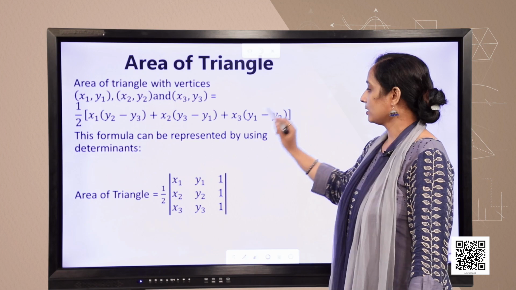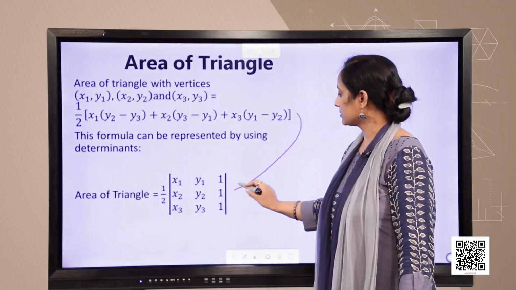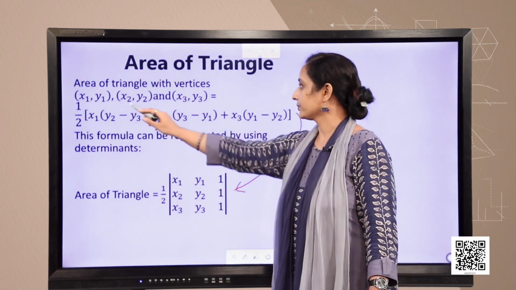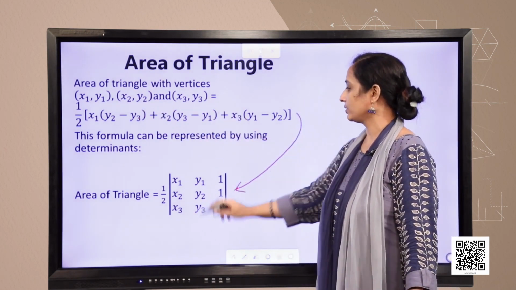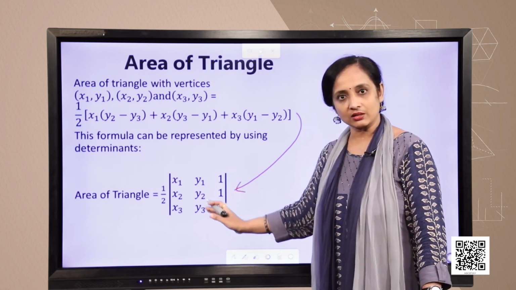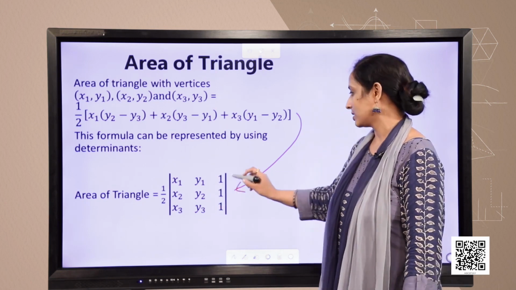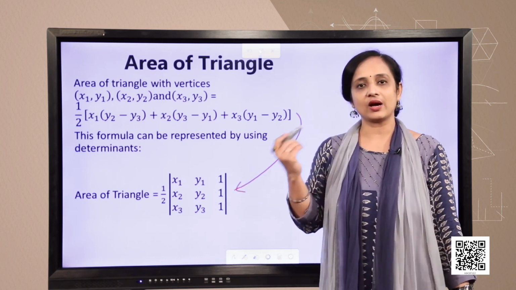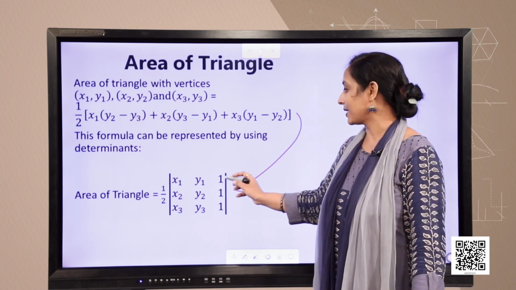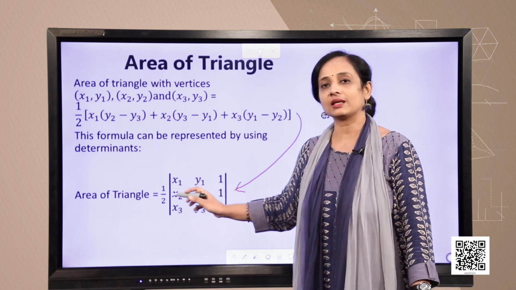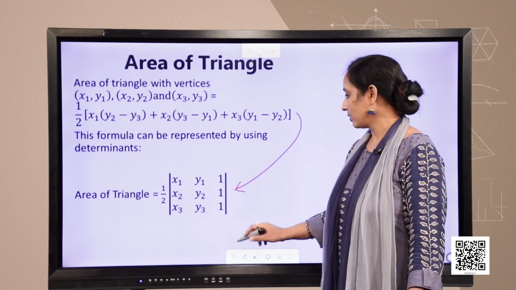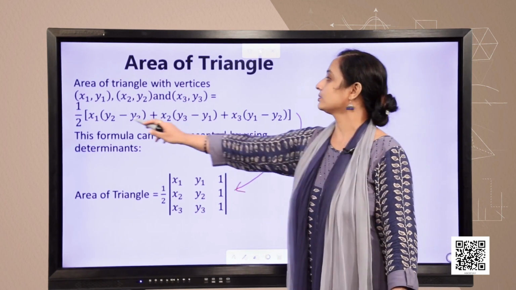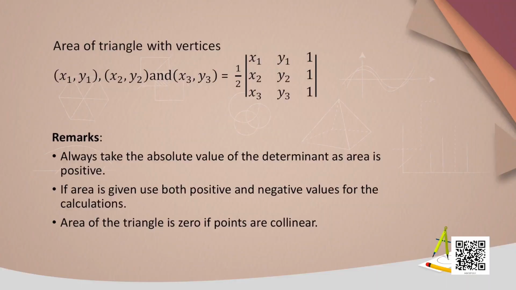This same formula is coming out from this determinant. Half is here, x1, y1, write it, x2, y2, write it, x3, y3. But if I am just closing it here, it is not becoming a square matrix. So I have to write 1, 1, 1. Why I have selected only 1? Because if you multiply any number by 1, the number does not get affected. So that is why to make it square determinant, we have written 1 in the last column. When you simplify this, you are getting this formula. So area of triangle, we have got this formula.